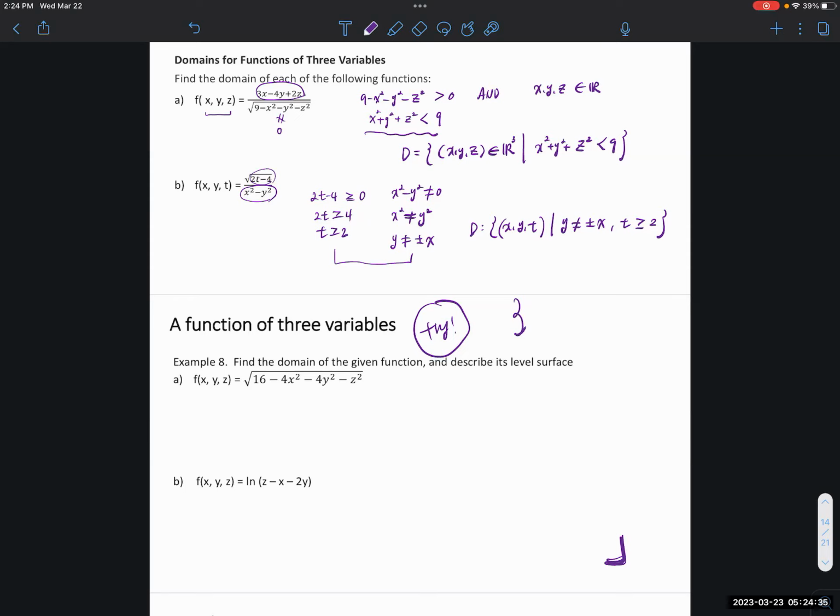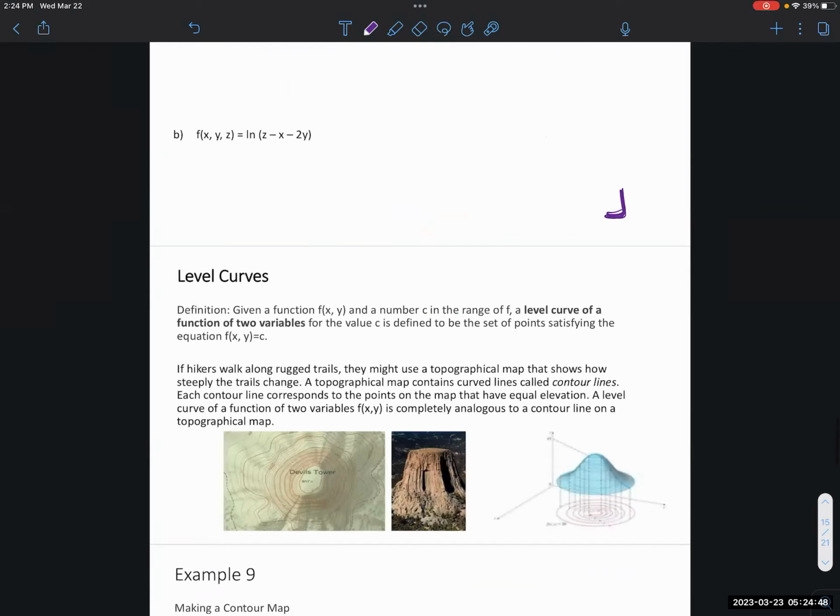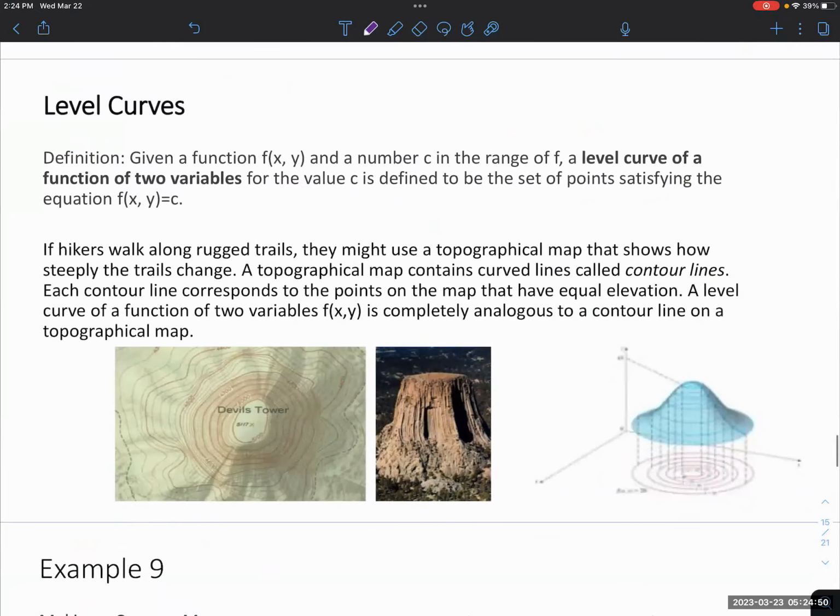That's it. Can you show me your thumbs up? Are you guys okay so far? Finding domain and range in 2-dimensional space. Okay, so let me go down slowly. I see, yeah. So let's talk about level curves.